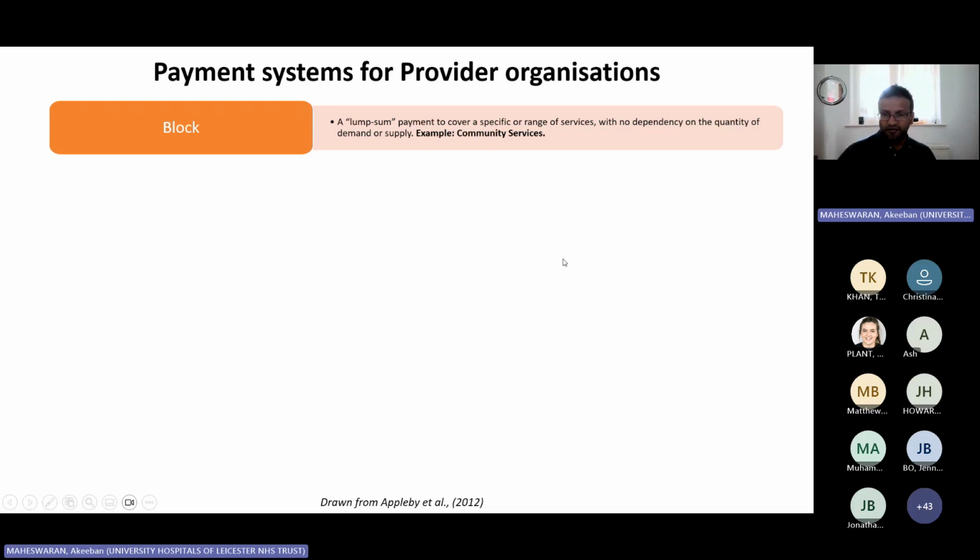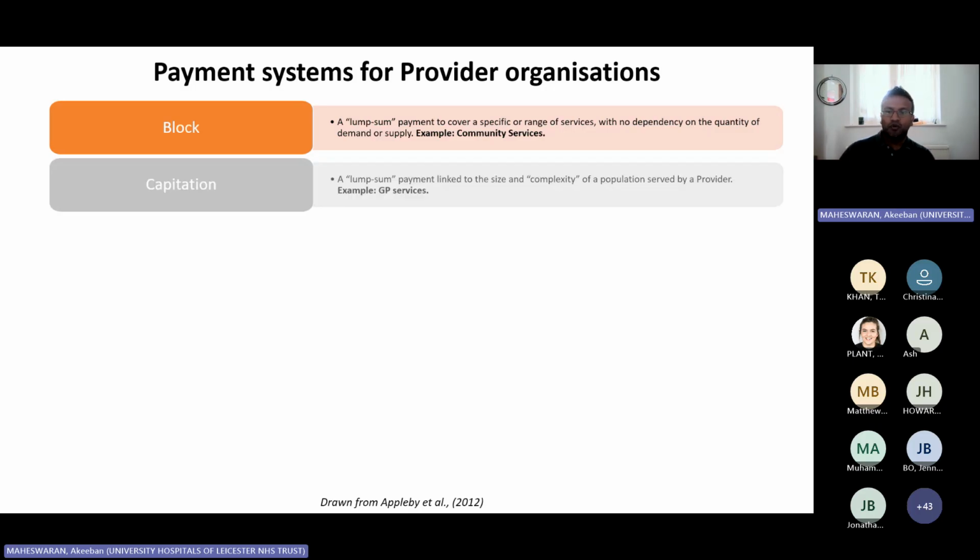So the first type of paying for services is something called a block contract. A block contract is a fixed amount, a lump sum payment to cover a range of services. When you're negotiating how much that is worth, you work out what your expected numbers are, but it doesn't actually matter what you deliver, whether you deliver more or less. The benefit is that it's predictable. You know how much you're going to get paid, and the commissioners know how much they're paying out. So the main benefit is that it's predictable.